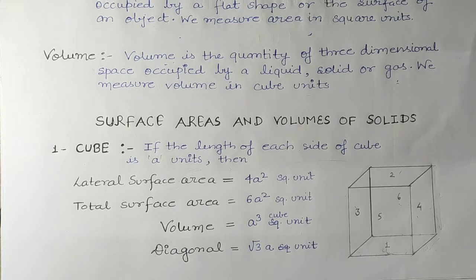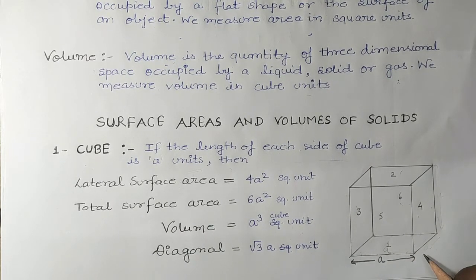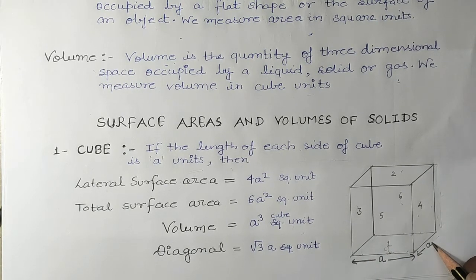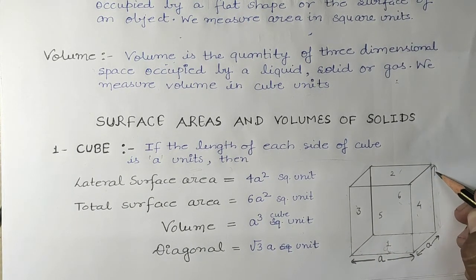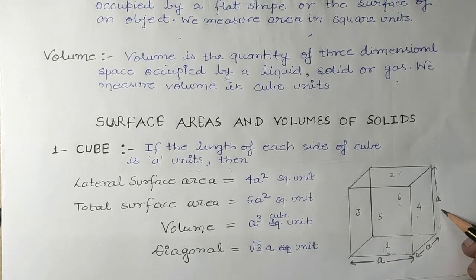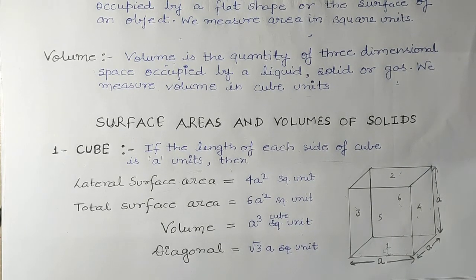All surfaces are in the shape of a square. In a square, the length and the breadth are the same. So in this way, we can say that in a cube, all the dimensions are equal. Like if the length is A, we can say that its breadth should be A as well as its height should also be A. So in a cube, we generally say that all its dimensions are equal.